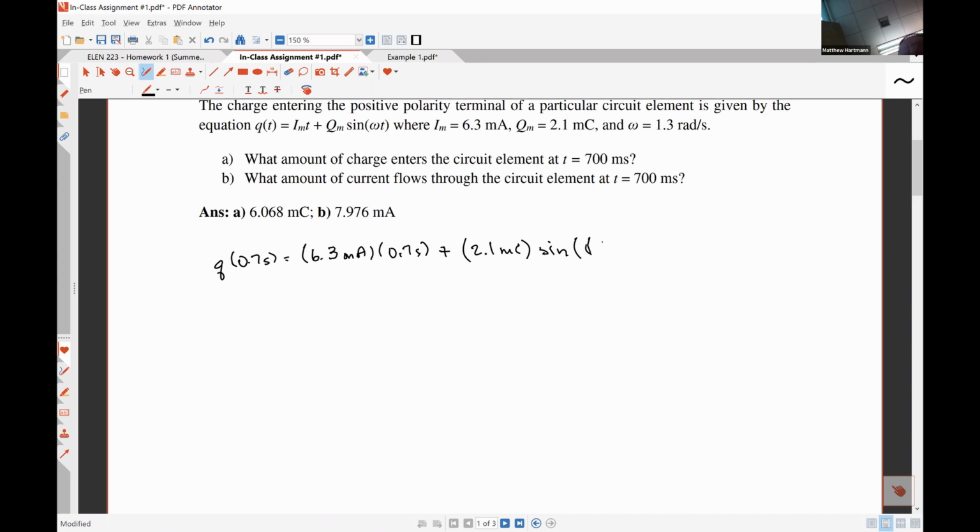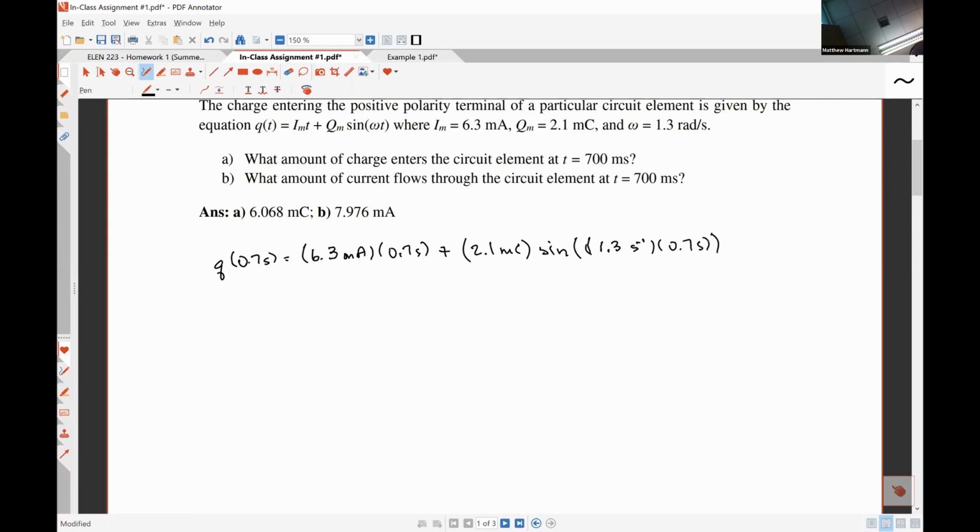Oh my goodness, this is driving me nuts. Radians per second, so that's just per second, times 0.7 seconds. All right, so unit-wise, we have a little bit of an issue here potentially because we have milliamps times seconds and we're adding them together to millicoulombs. So first, is that okay? Yes, sir, because a milliamp is the same as a millicoulomb per second.